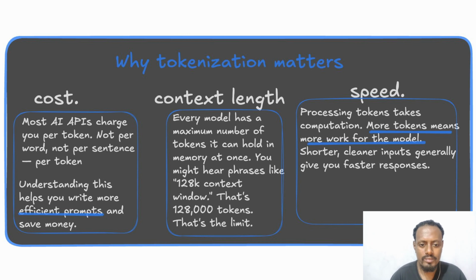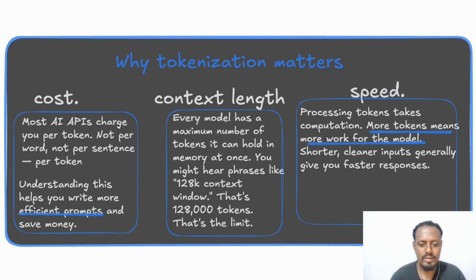First, cost. Most AI APIs charge you per token, right? Not per word, not per sentence. It is just per token. So if you send a long prompt and it generates a long response, you are paying for every single token in both. Understanding this helps you write more efficient prompts and save money.